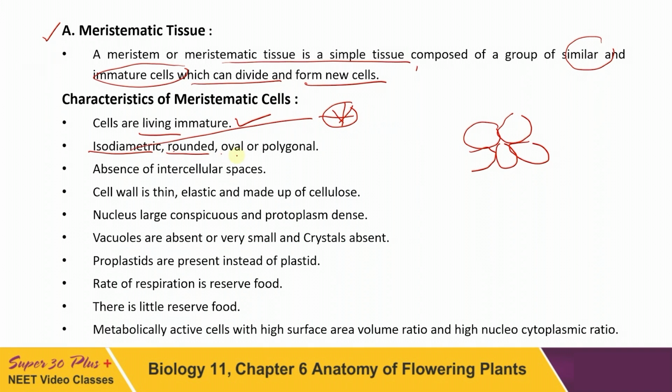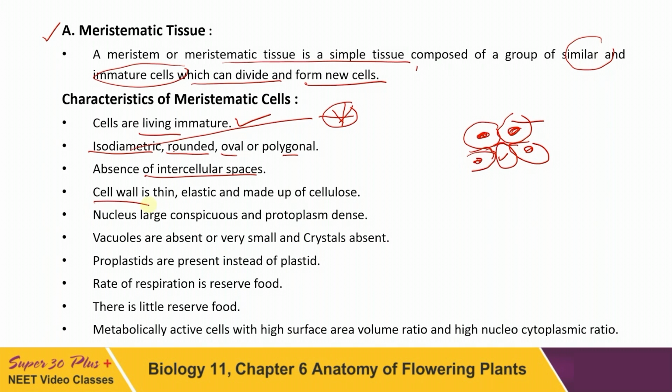They may be rounded, oval or polygonal in shape. They don't have intercellular space. Here the space is absent. They have a large nucleus and dense cytoplasm. There is no intercellular space.